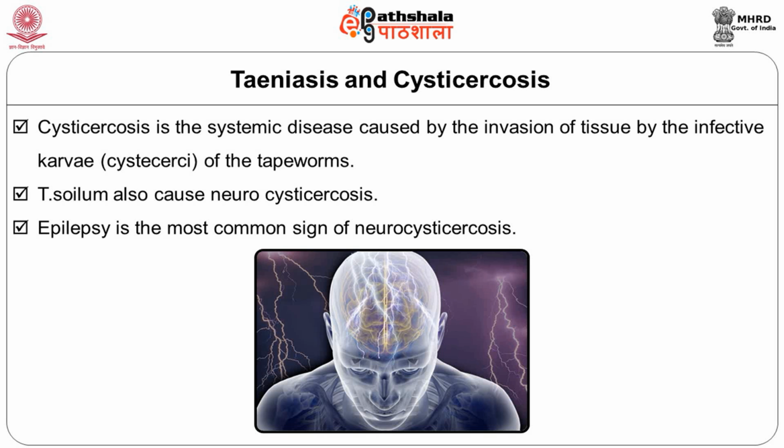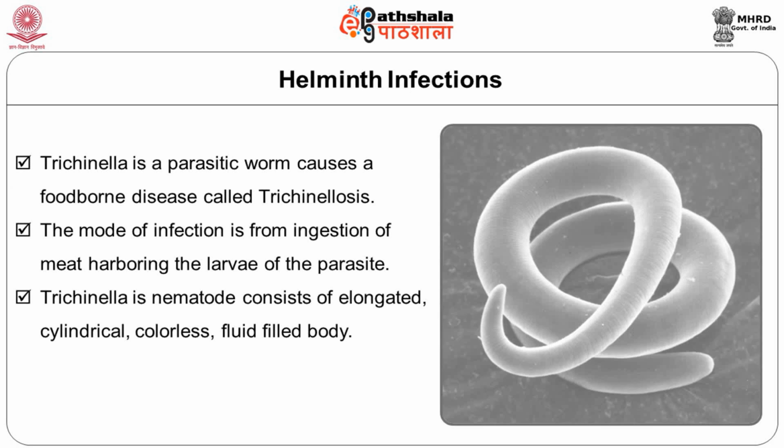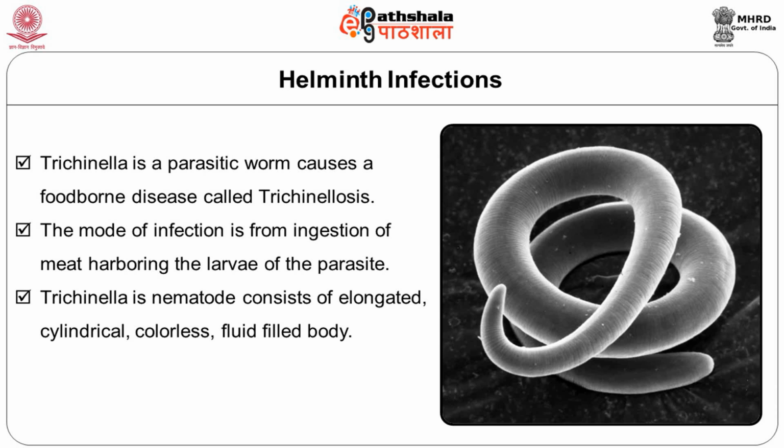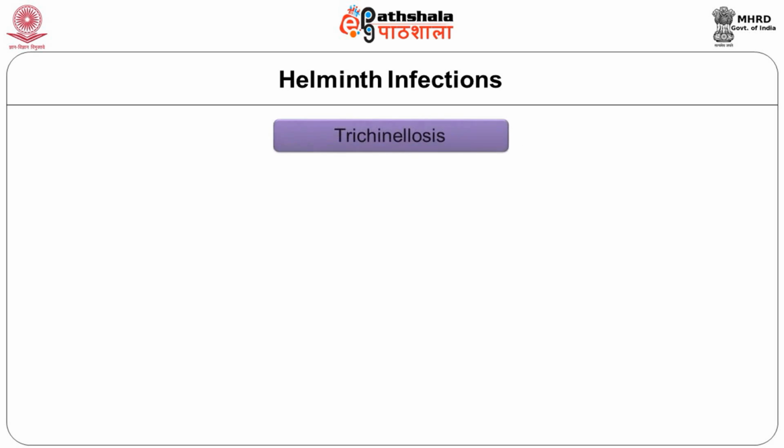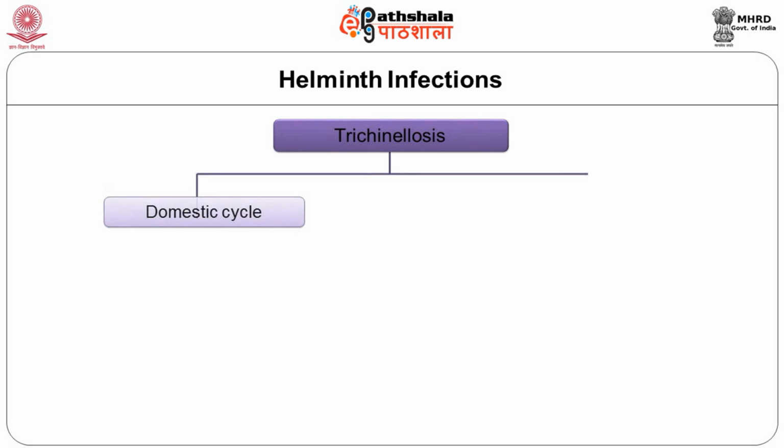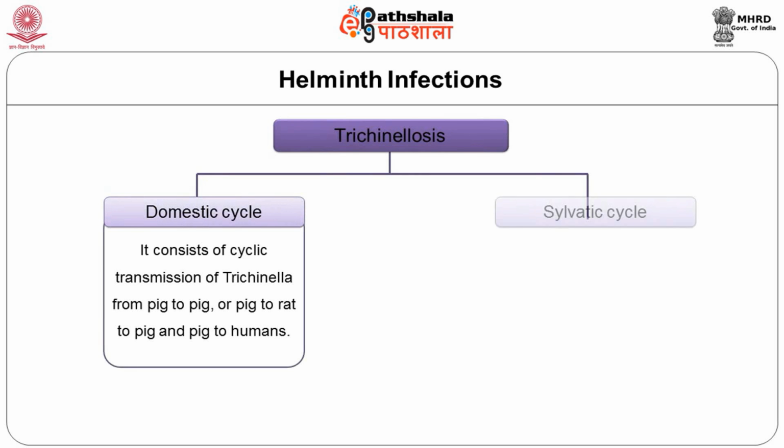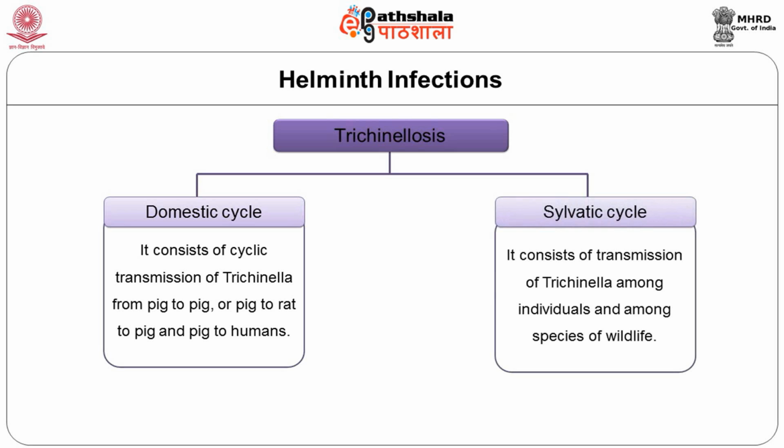The other helminthic infection is Trichinella. It's a parasitic worm that causes a foodborne disease called trichinellosis. The mode of infection is ingestion of meat harboring the larvae of the parasite. It consists of an elongated, cylindrical, colorless, fluid-filled body. It's transmitted through two epidemiological cycles, the domestic and the sylvatic. The domestic cycle consists of cyclic transmission of Trichinella from pig to pig, pig to rat, or rat to pig, and pig to humans.